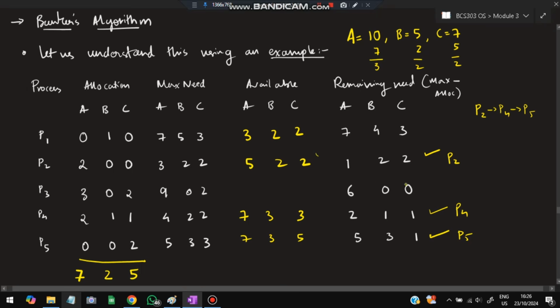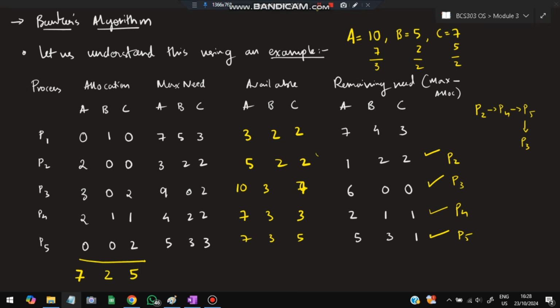We'll move on. P2 is over. It will come here to 600. Can 735 satisfy 600? Yes, it can. So P3 will be executed. After P5, P3 will be coming here and it will release the resources which it held, that is 302. So when it releases, it will become 10, and it will become 3, and this will become 5 plus 2, 5 6 7.